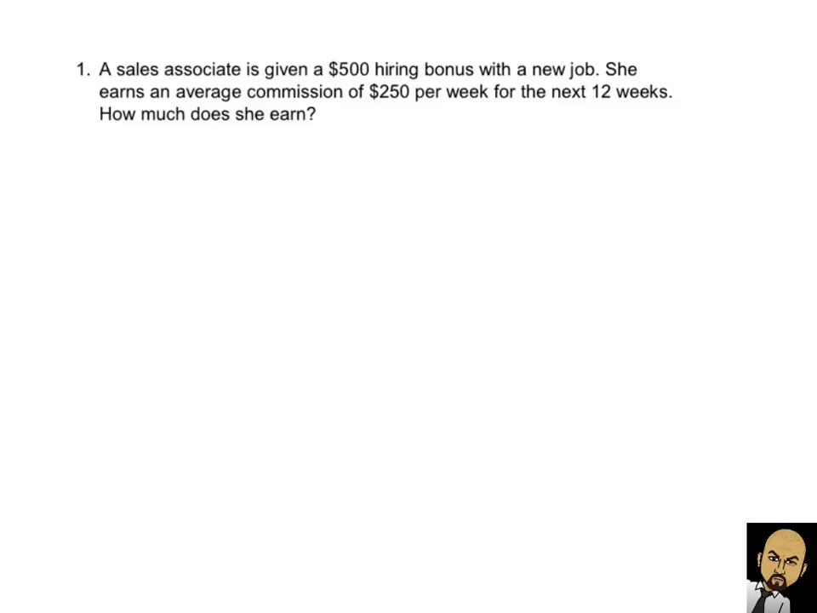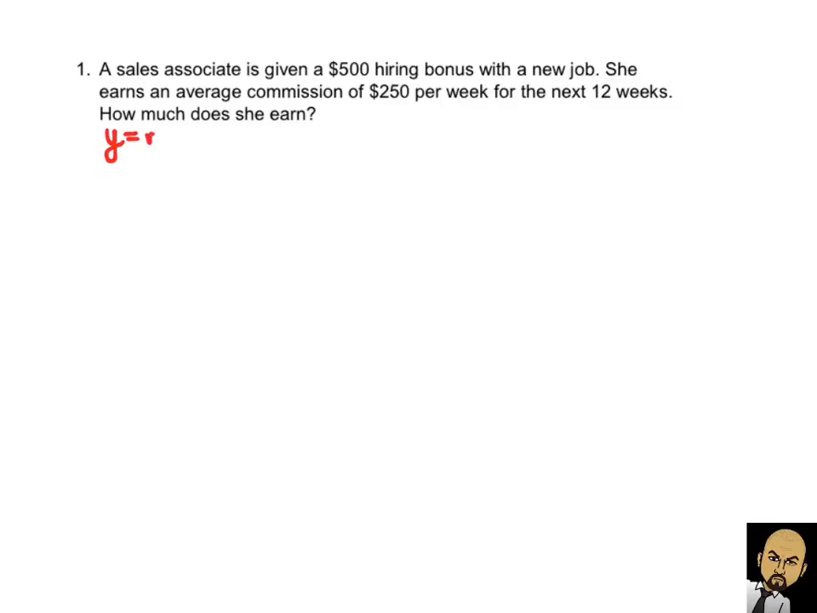Here we have a word problem, or a real world situation, and it tells us that a sales associate is given a $500 hiring bonus with a new job. She earns an average commission of $250 per week for the next 12 weeks. How much does she earn?